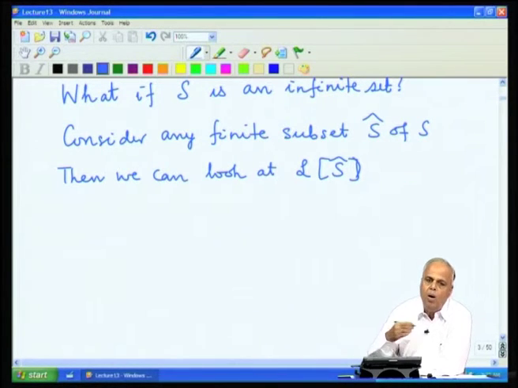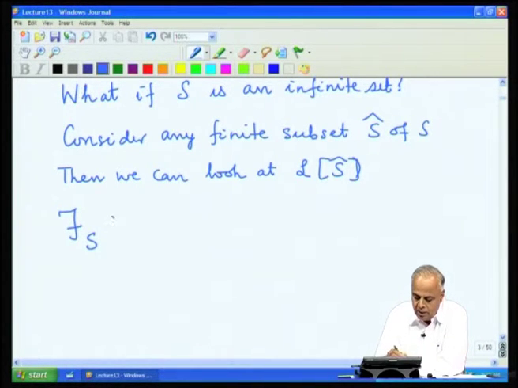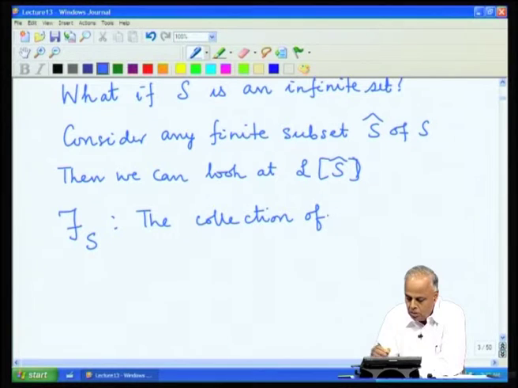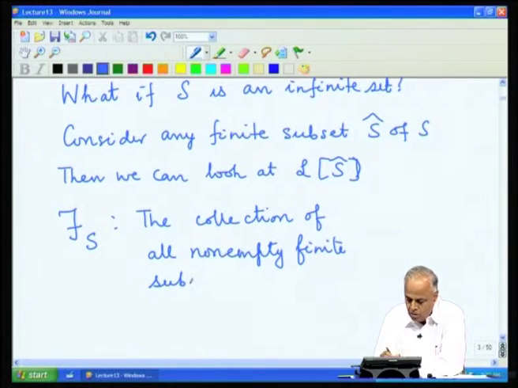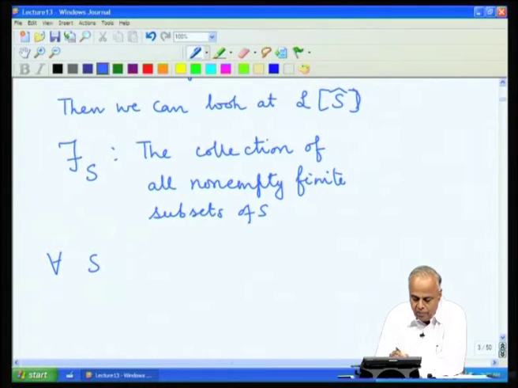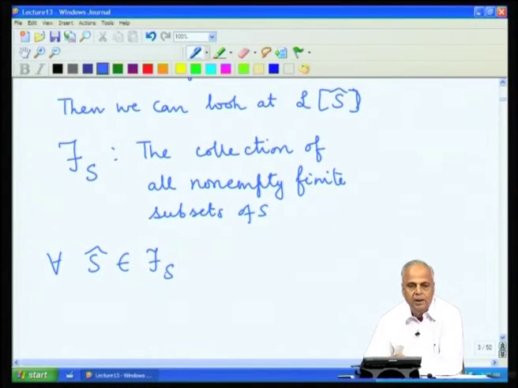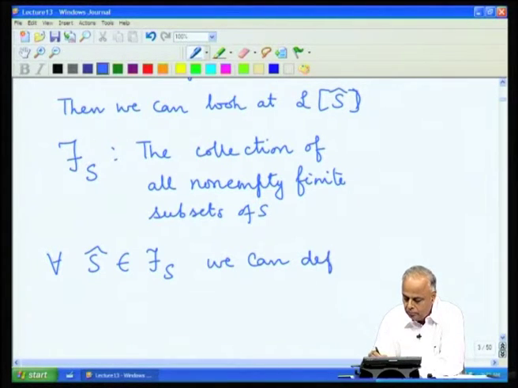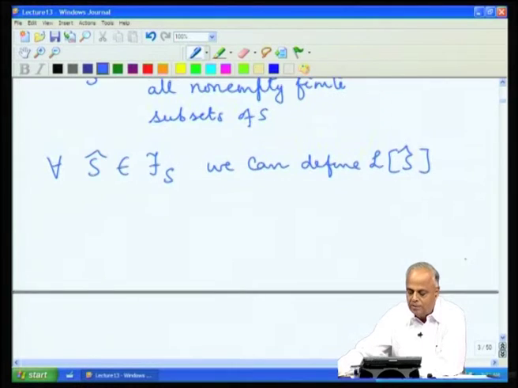Now, suppose we do it for all possible finite subsets of S. So, let us denote by F(S) the collection of all non-empty finite subsets of S. Then for every S hat in F(S), that means for every finite subset of S, we can define L(S hat). Now, we put them all together in a basket, what do we get?